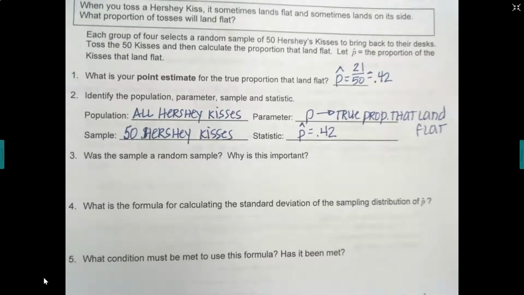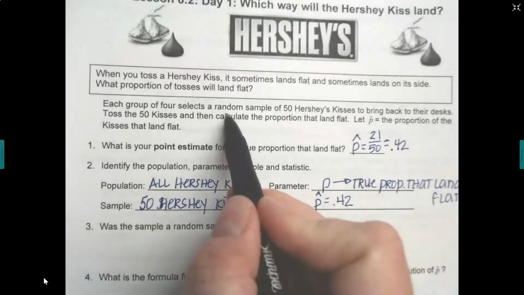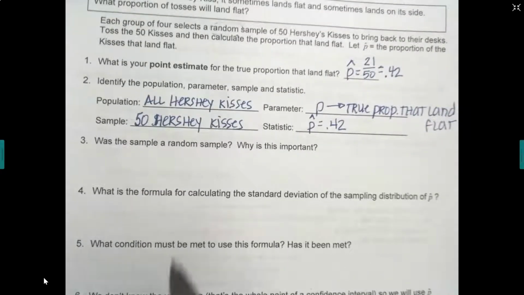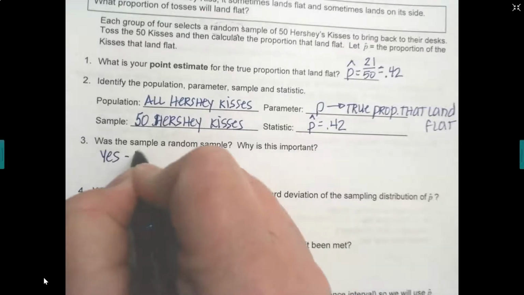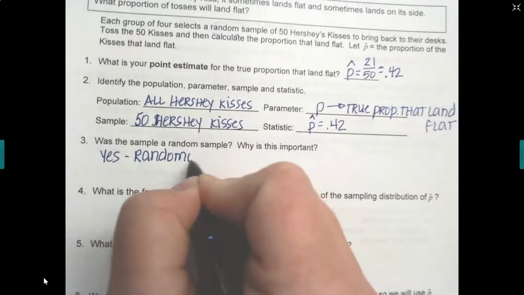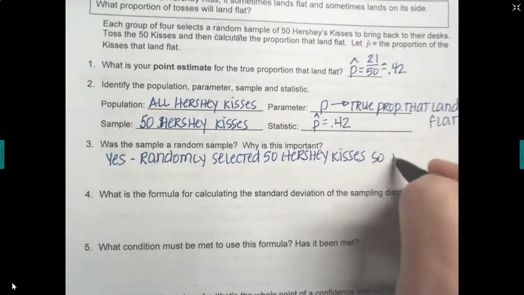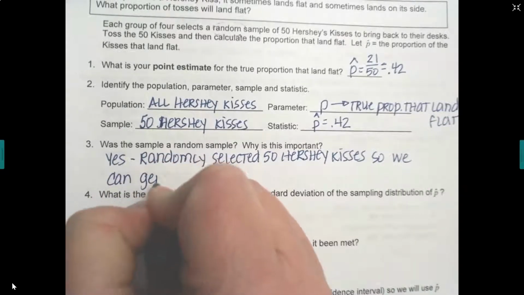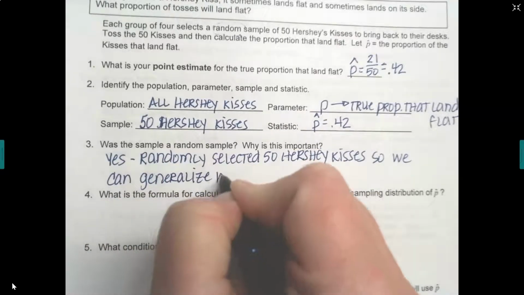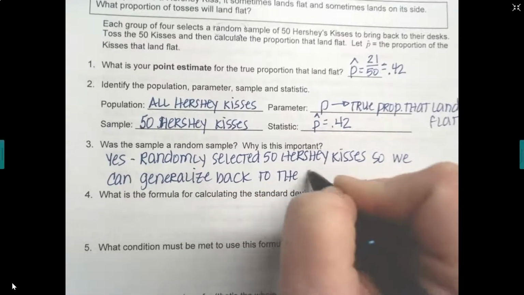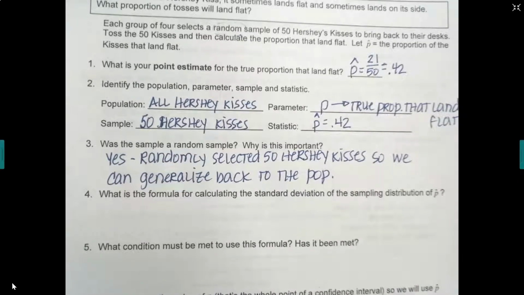Let's go through a few of these things. Was this sample a random sample, and why would that be important? Each of 4 groups selects a random sample, so yes, we randomly selected 50 Hershey Kisses. Why is that important? If you have random selection, then we can generalize back to the population. That's what we're trying to do here: we're trying to see if we know the population proportion of Hershey Kisses that land on their base.